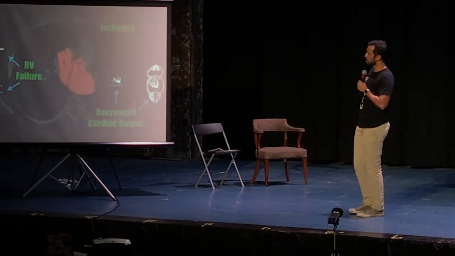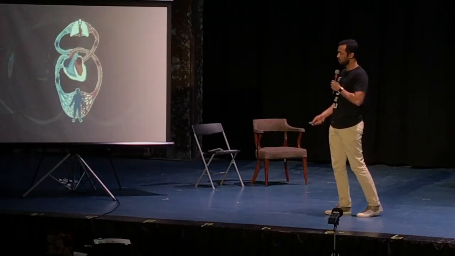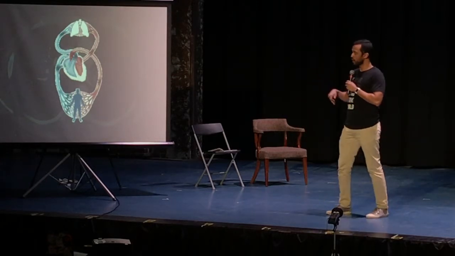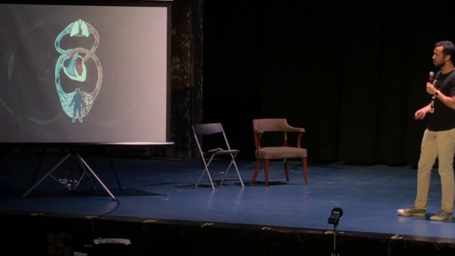Which poses a problem, because we'll talk about that in a second. But before we do that, we'll talk about how they're in series. So again, if you have a decreased cardiac output in your left ventricle, that essentially means that in this preload-dependent lesion, you have decreased preload in your right ventricle. And that can also cause problems.